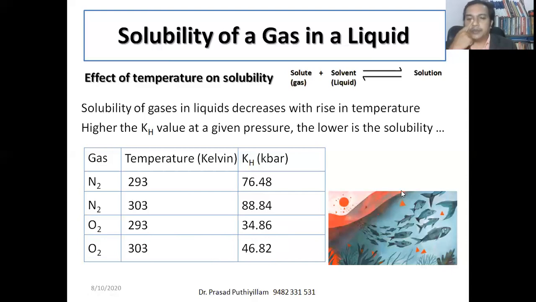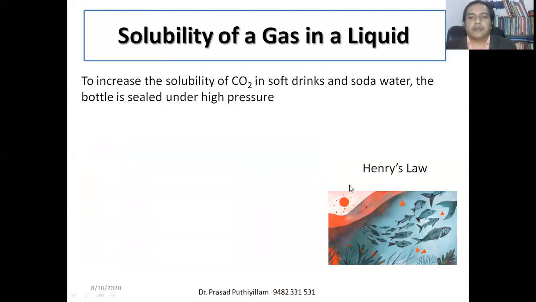Now some practical examples. We see fishes migrating, or moving away from a particular point. Fishes migrate for food and for many other reasons in the ocean. One of the reasons may be hot water. If the water is hot, the dissolved oxygen will be less, because as the temperature increases, the dissolution of oxygen decreases. Therefore the fishes will migrate to colder regions where the oxygen content will be more. That is a practical application of Henry's law.